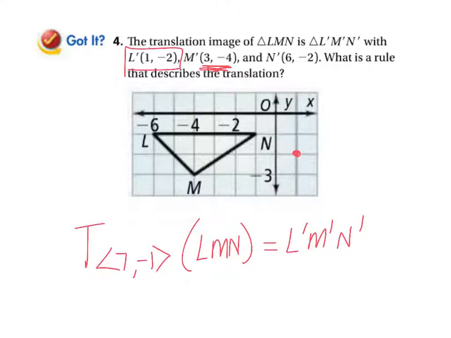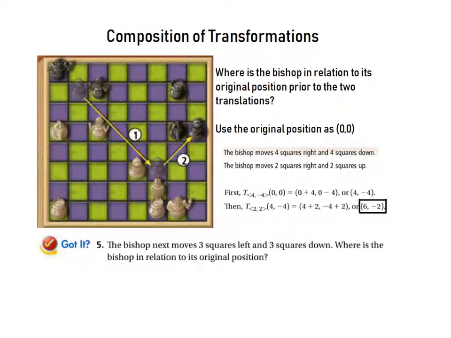All right, let's keep moving. Sometimes we do multiple transformations, and that's called the composition of transformations. If I do multiple translations, let's look and see how you can work through that. They have this bishop right here in this chess game. Here's the bishop, and he moved this way, and then he moved this way. So where is the bishop in relation to its original position prior to the 2 translations?